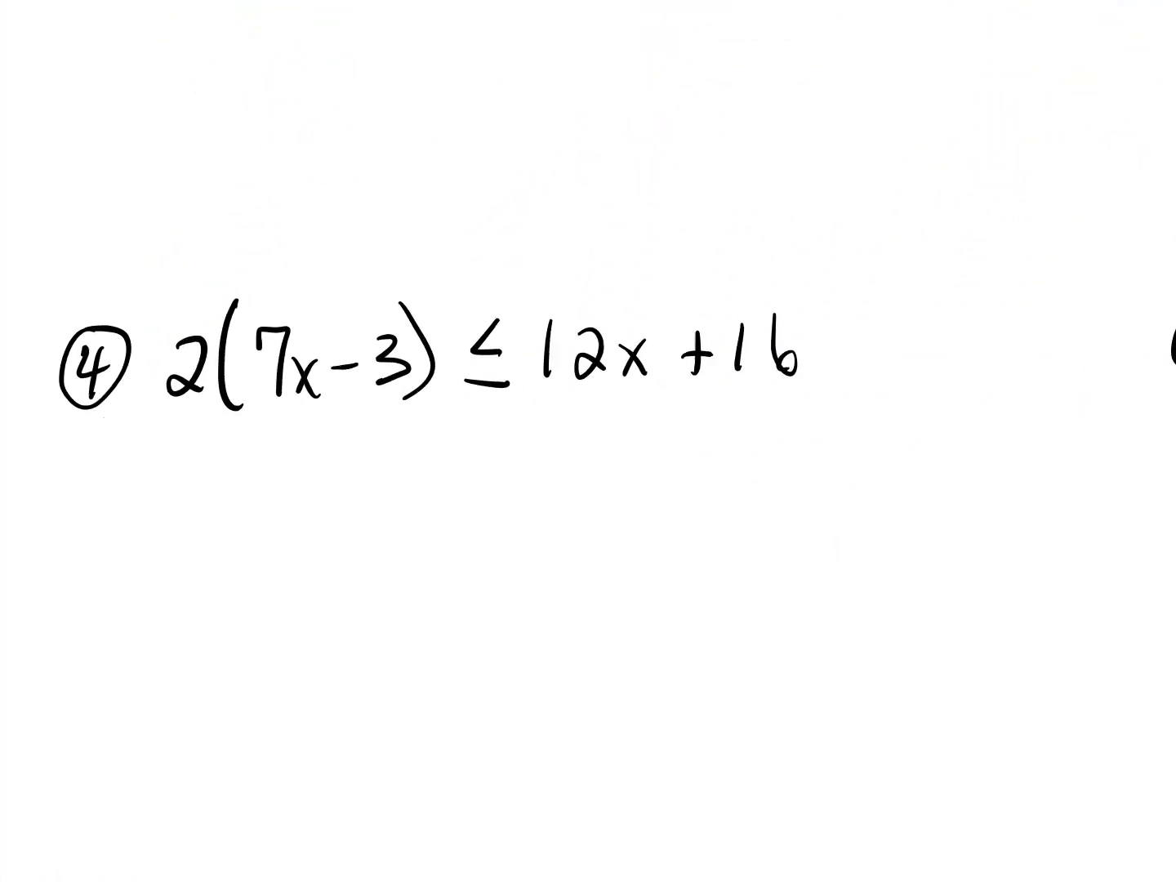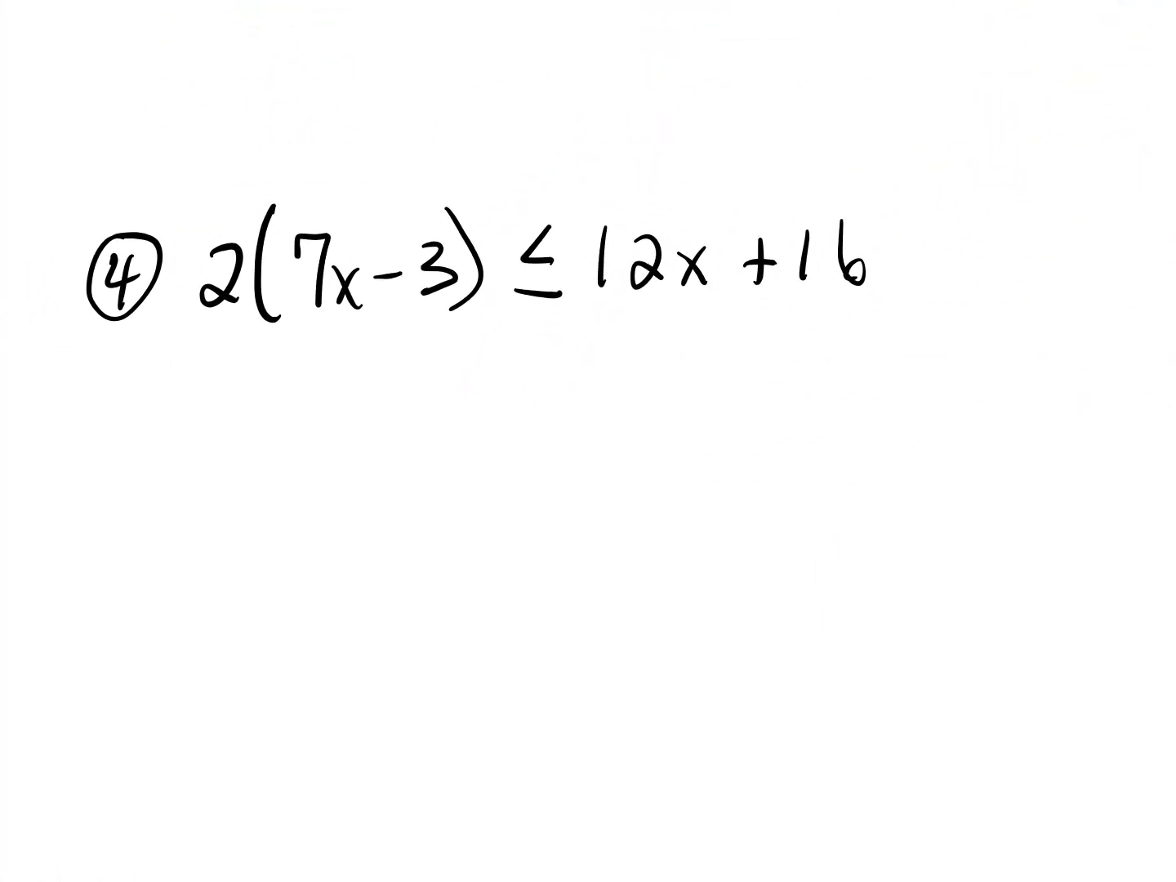All right, let's look at this one. You guys get to this one, and you're like, oh, man. Everything was good until now, right? This is the same kind of problem, guys. What do we do first? We just use our math skills to solve equations. 2 times 7 is 14x. 2 times negative 3 is negative 6. Less than 12x plus 16.